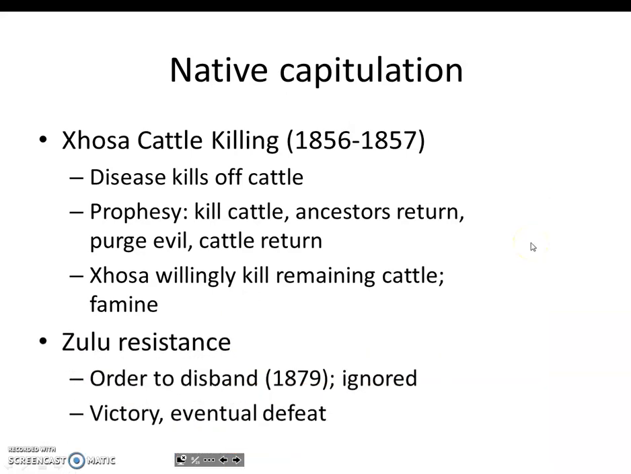Now, the Zulu retained their sovereignty into the 1870s. British authorities issued an ultimatum for the Zulu to disband their regiments in 1879. And the Zulu did win a key battle against the British, but it was kind of like the equivalent of Little Big Horn. It was sort of the last effort.